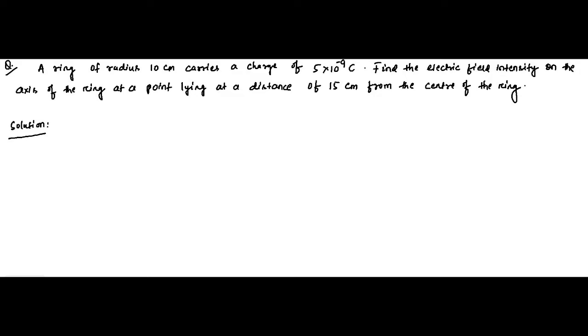I made a video related to this, I think it's been 1 year back, when we were discussing the basic concepts related to electric charge and electric field. You can check it out in the electricity and magnetism playlist. I derived exactly this expression, the electric field intensity due to a uniformly charged circular ring. I derived that expression completely.